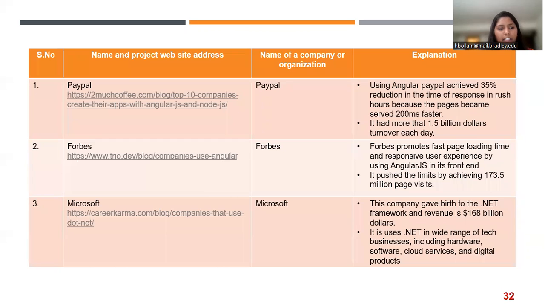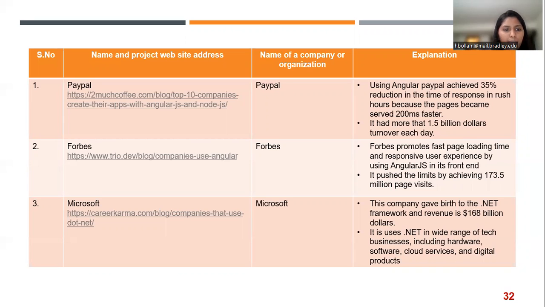And let's see some real-world examples. Starting with PayPal. PayPal has developed its application using AngularJS and achieved a 35% reduction in the response time of the UI interface. That means it is 200 milliseconds faster, and it reached $1.5 billion turnover per day. And next, Forbes also achieved the best user interface using the AngularJS framework with 173 million page visits at a time.